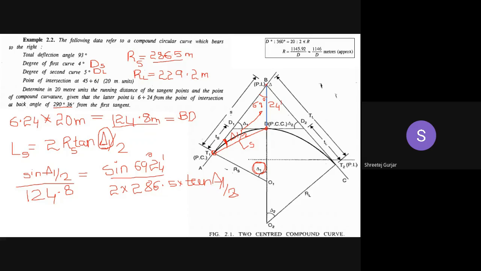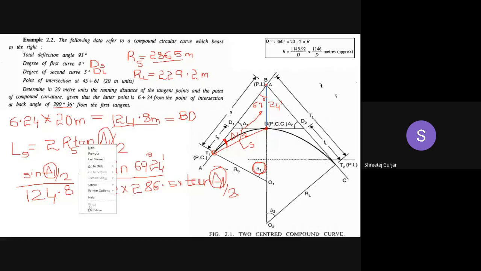Now we have to simplify this particular formula and calculate for delta 1, which is unknown over here. You can see all the other things are known. Delta 1 is unknown. You can simplify and calculate.